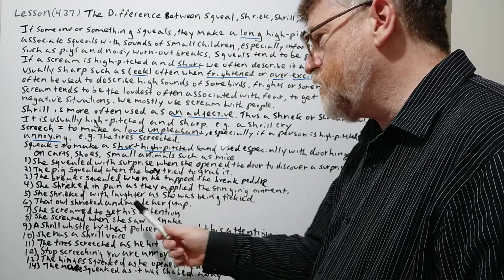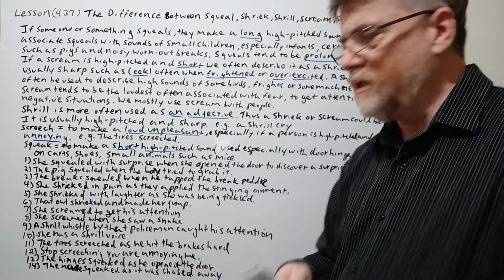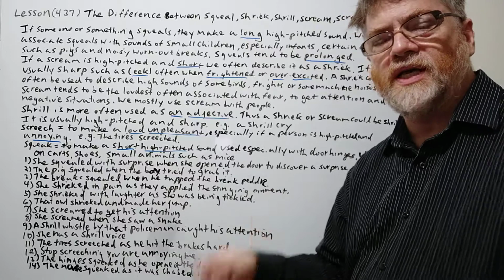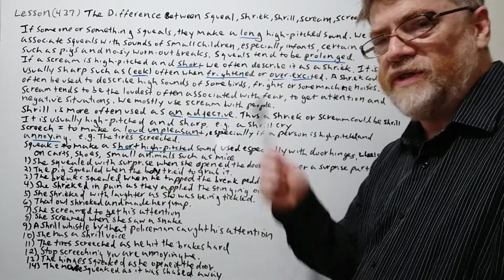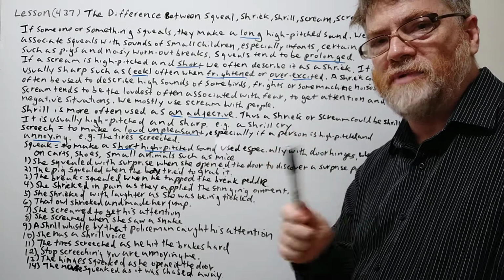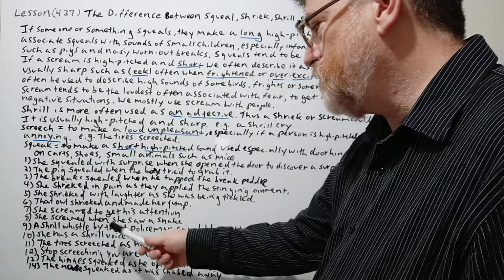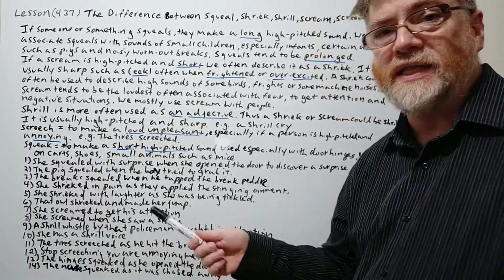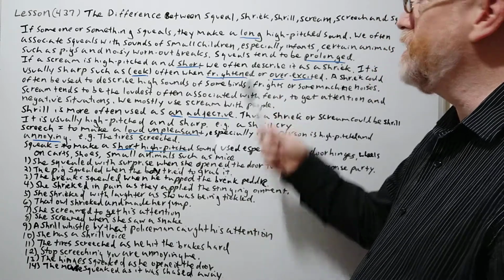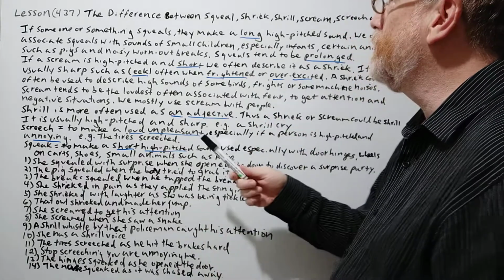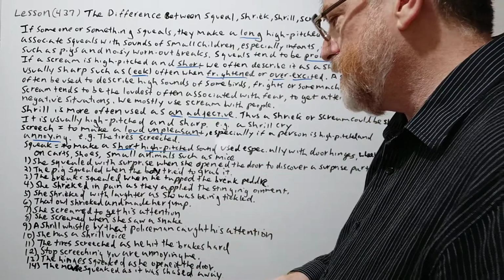She screamed to get his attention. Again, this could be just a loud yell. You're not focusing on describing the sound as much, where the others are more clear about describing the type of scream. She screamed when she saw a snake. Again, this is just a general one. We don't know. Was it more like a shrill? Was it more like a shriek? Was it more like a squeal? It could have been any of those. Okay, let's continue.